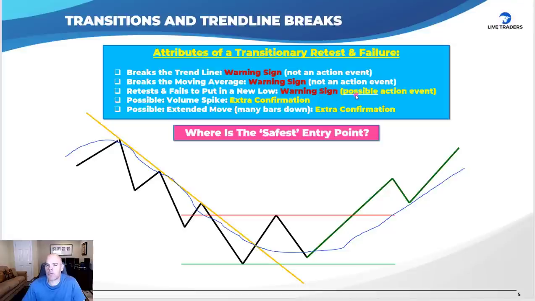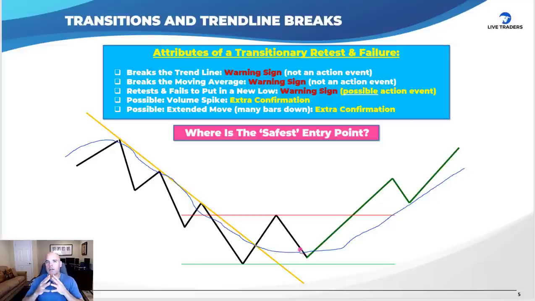And you're like, well, what does that mean? Well, possible means what else is going on. If that's all that's happening, then it's not an action event. But if you get some form of a volume spike, if the prior pivot puts in a higher high, if this pivot right here puts in a higher high, that gives you more confirmation. If you put in a higher low, more confirmation. If you have a volume spike, more confirmation. If you have a wide range ending bar, more confirmation. Multiple bars down with a wide range ending bar, more confirmation.